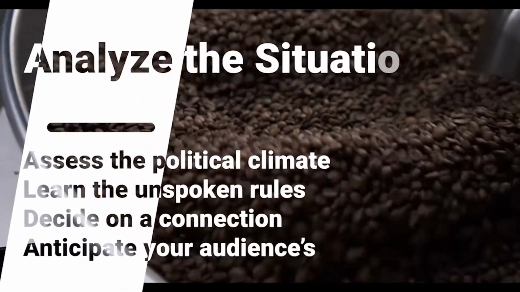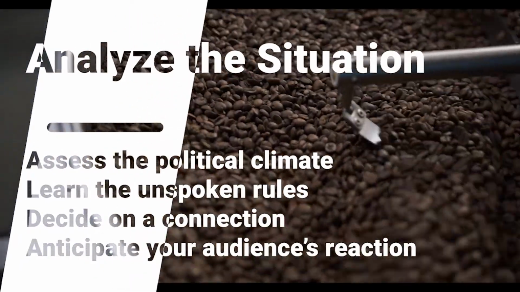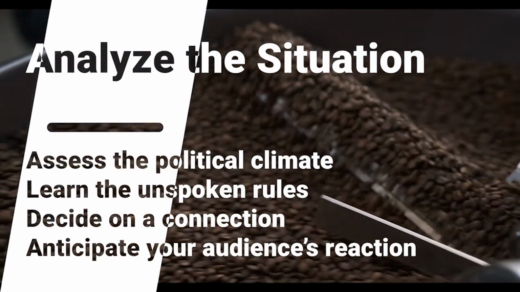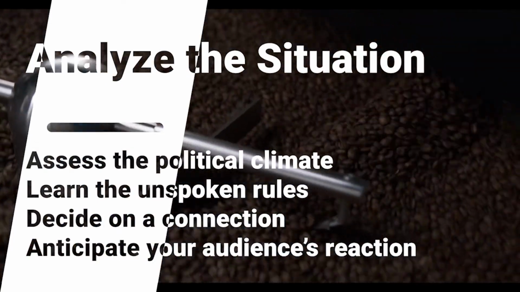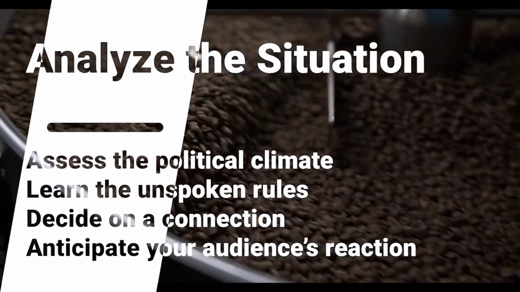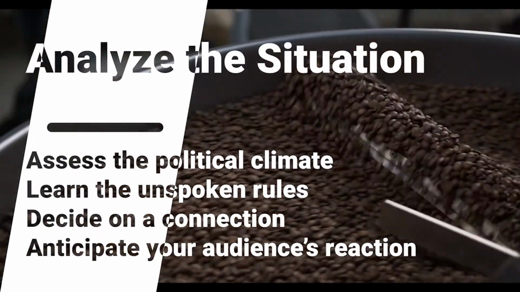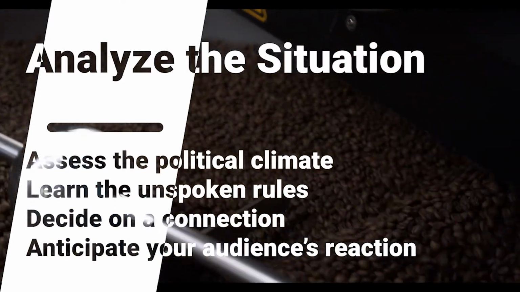And unspoken rules can be things such as not preaching to the choir and making sure that when you analyze the situation, you're not speaking condescendingly to an audience that you want to change the minds of, okay? You need to approach it very carefully and decide on a connection or a combination of connections. How do you want to connect that material to your reader? And then you need to anticipate your audience's reactions. All of these things combine to help you better understand how you can navigate that situation, okay?